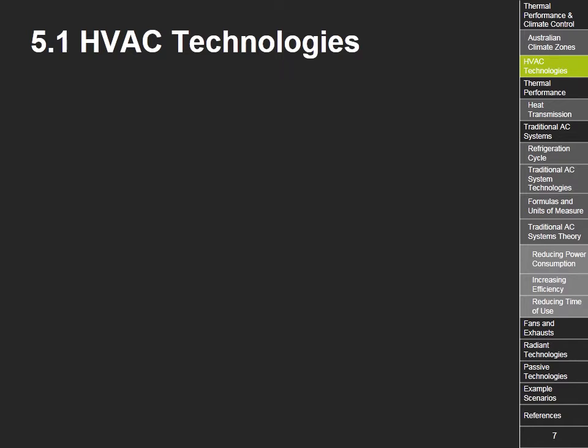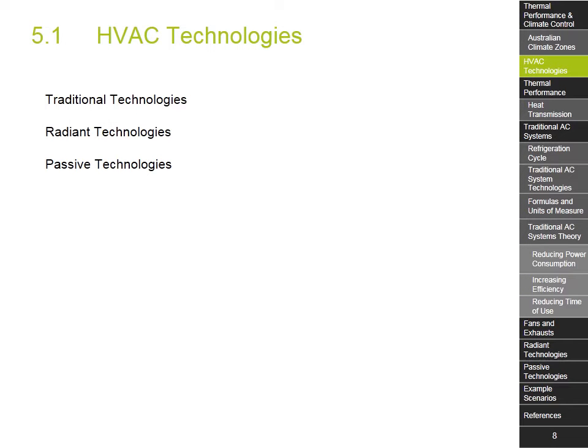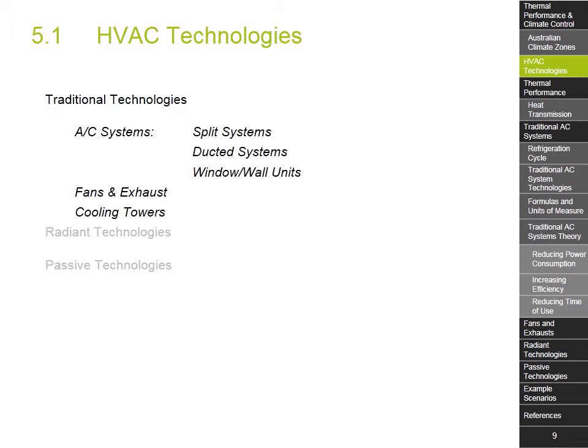HVAC Technologies. There are a great number and variety of cooling and heating devices used in the residential and commercial sectors. The more common of these can be divided into 3 different categories: traditional, radiant or passive. Within this largely user-driven sector, many of the reductions in energy consumption will come from consumer behavior changes as well as efficient devices. Traditional technologies are the most common technologies used in homes and small commercial buildings.